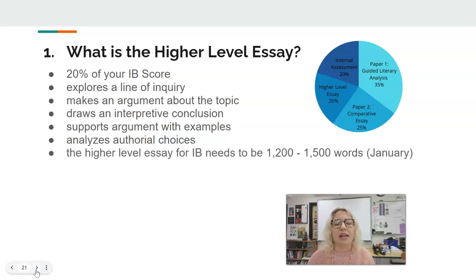The higher level essay for IB, when you finally turn it in January, needs to be 1,200 to 1,500 words. But for this first try, this is kind of a prototype of the higher level essay, I want you to shoot for about 750 words. That's going to be a minimum, so 750 or more.